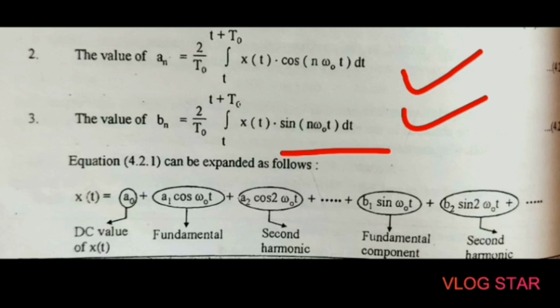So the equation can be expanded as follows. x(t) is equal to a0, that is the DC value of x(t). Then a1 cos(omega0 t) is the fundamental component and a2 cos(2 omega0 t) is the second harmonic. Likewise for the sine term, b1 sin(omega0 t) represents the fundamental component and b2 sin(2 omega0 t) represents the second harmonic function.